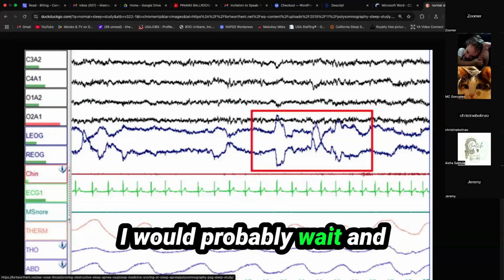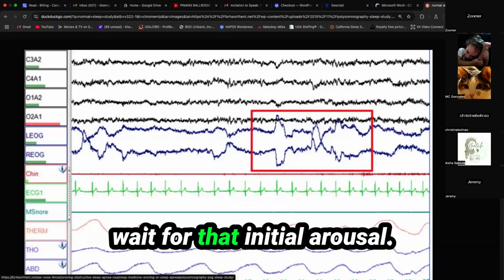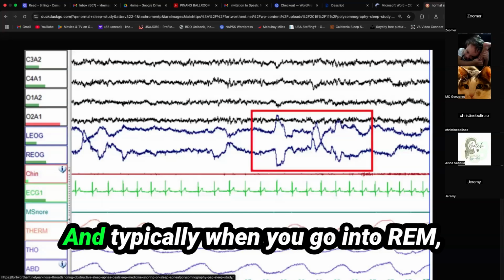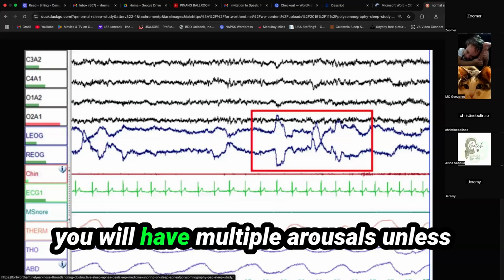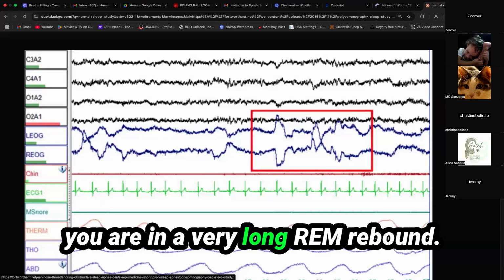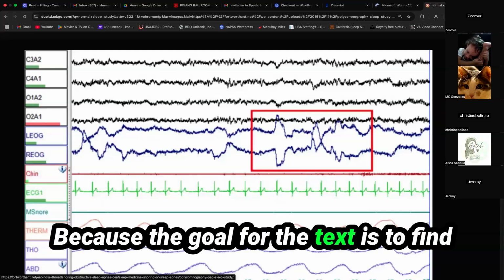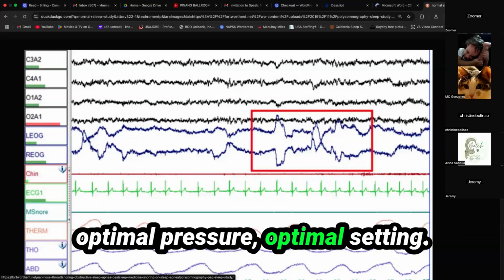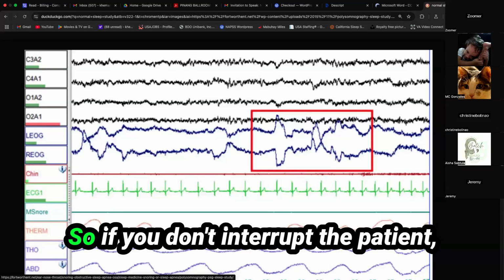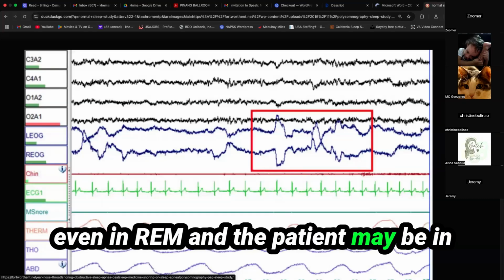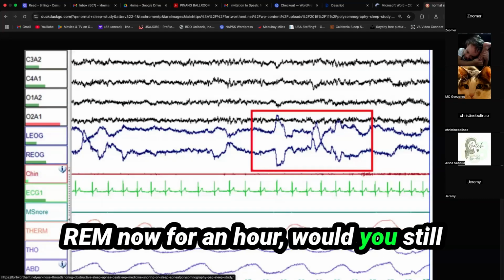I would probably wait for that initial arousal. And typically, when you go into REM, you will have multiple arousals unless you are in a very long REM rebound. Because the goal for the tech is to find optimal pressure, optimal setting. So if you don't interrupt the patient, even in REM, and the patient may be in REM now for an hour, would you still wait?